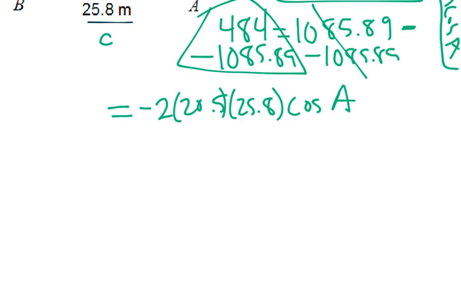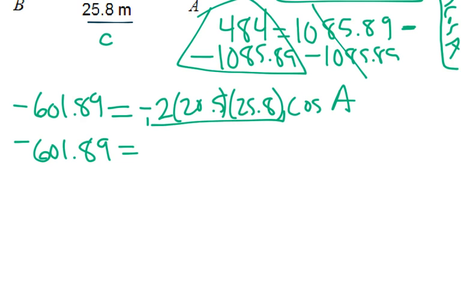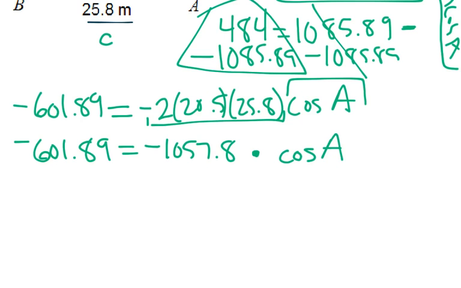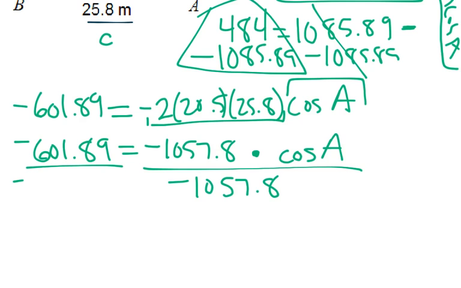So 44 minus 1085.89 gives us about negative 601.89. Okay? So negative 601.89 equals, so it's just a lot of calculations. Now we multiply all that. We can't put the cosine in yet. That's what we have to undo. So negative 2 times 20.5 times 25.8 gives us negative 1057.8. And it's multiplied, so to separate it, I've got to divide both sides.